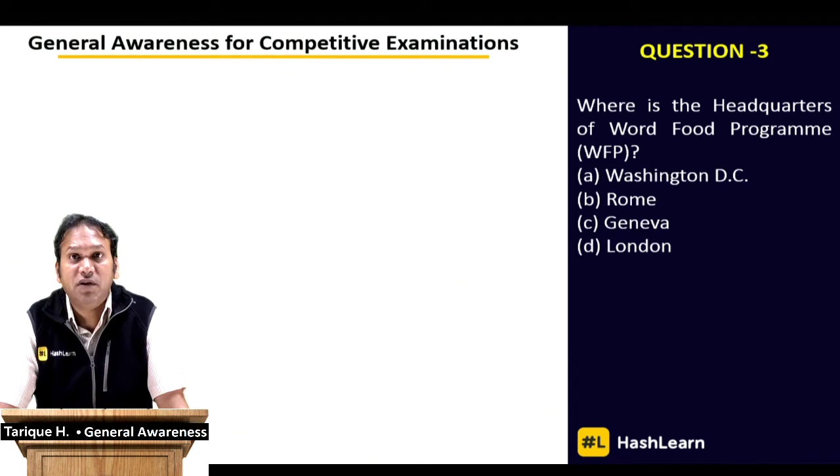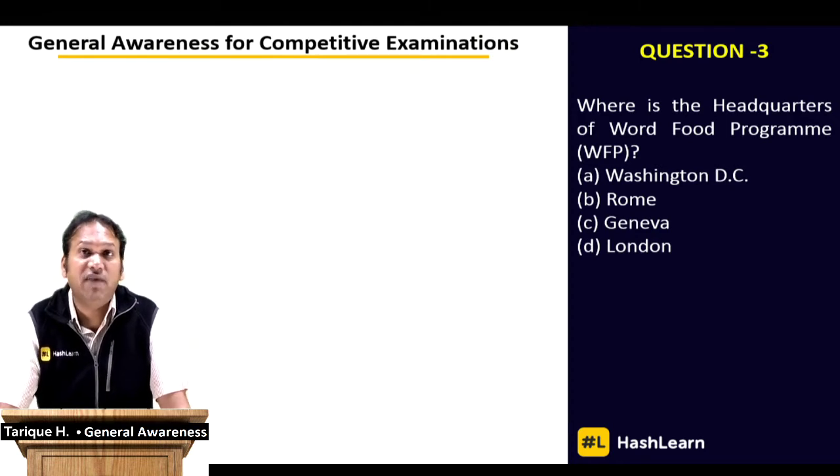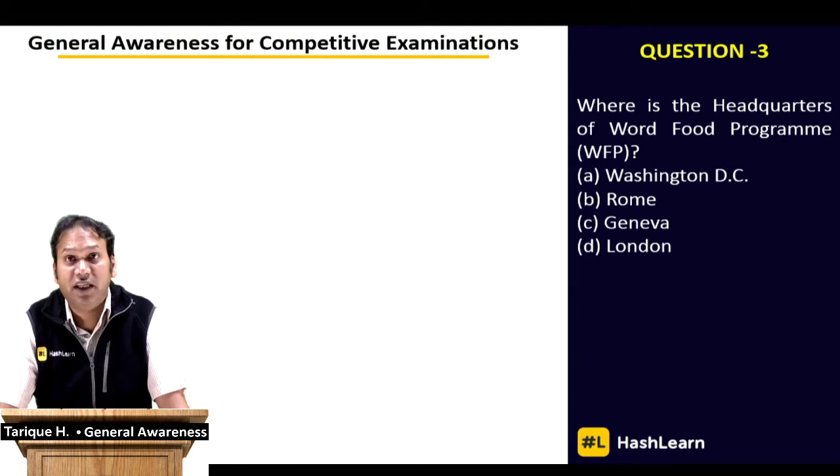So in terms of international banking organizations, we talk about World Bank, we talk about IMF, we talk about the Asian Development Bank, and then we talk about the New Development Bank. And the New Development Bank headquarters is in Shanghai, China.